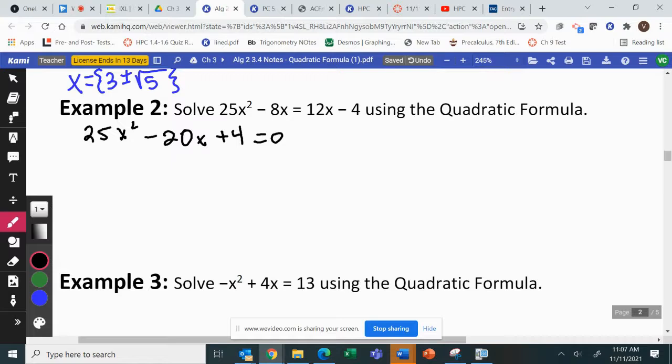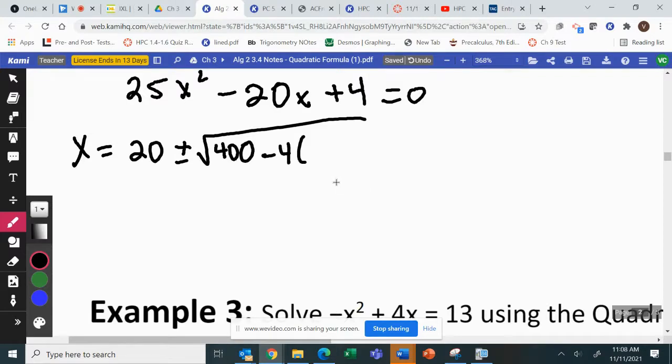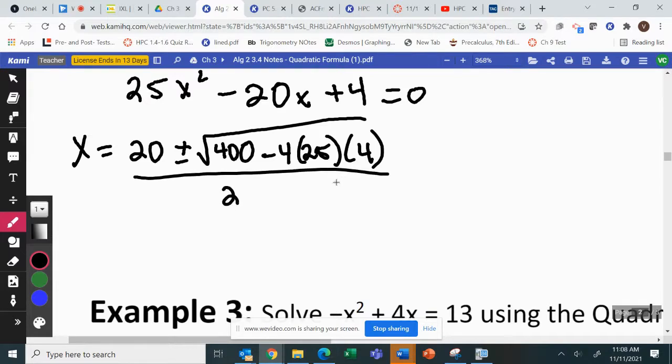Now we have an A, B, and C, so we'll start our quadratic formula. X equals opposite B plus or minus square root B squared minus 4AC all over 2A. I had to write really fast because you sing it, and studies show that singing it will help you memorize it.